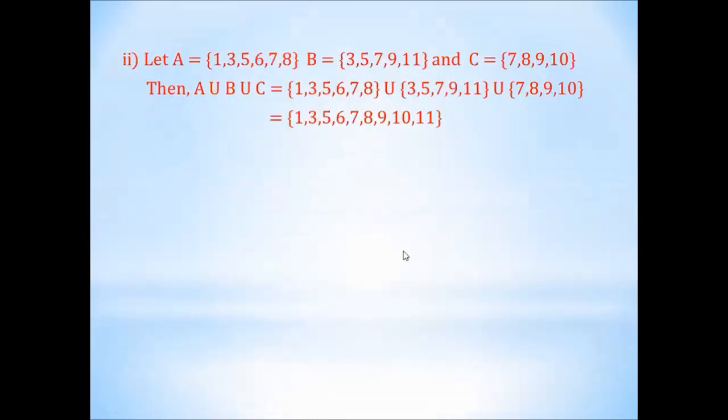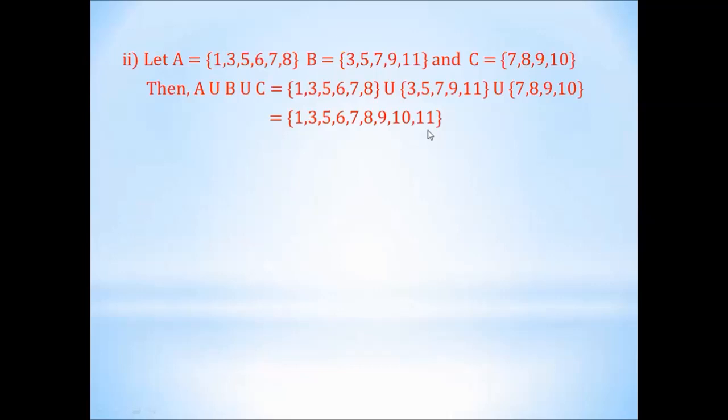Okay, next example. Let A equal 1 3 5 6 7 8, B equal 3 5 7 9 11, and C equal 7 8 9 10. Now, A union B union C. We write 1 3 5 6 7 8 union 3 5 7 9 11 union 7 8 9 10. Similarly, for A union B union C, we combine all the elements of A, B, C without repeating. You can see on the screen. So A union B union C is 1 3 5 6 7 8 9 10 11.